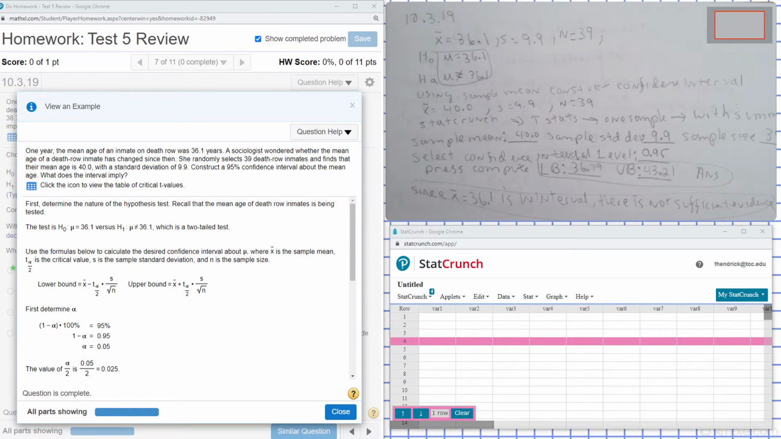In a previous year, the mean age of an inmate on death row was 36.1 years. A sociologist wondered whether the mean age of death row inmates has changed since then. She randomly selects 39 death row inmates and finds that the mean age is 40, with a standard deviation of 9.9. Construct a 95% confidence interval about the mean age. What does this imply?